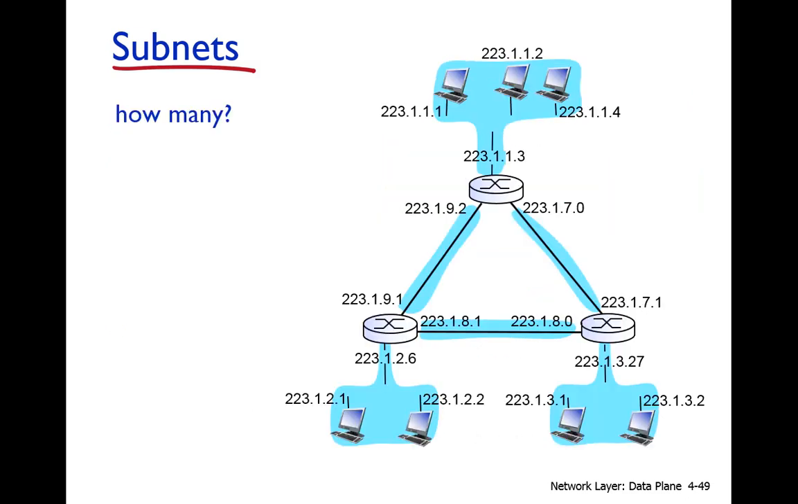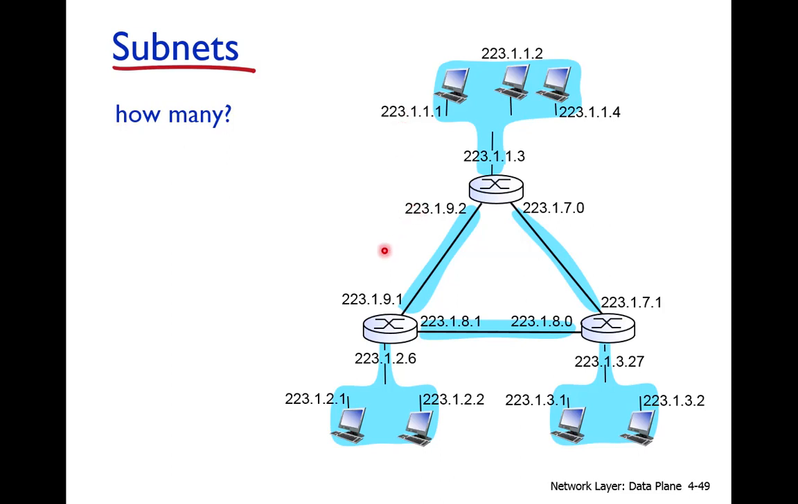Now suppose, how many subnets are there in this figure? So this is one subnet, and what is its network address and subnet mask? 223.1.1 is common in all of these IP addresses. So 223.1.1/24, the first 24 bits are common.